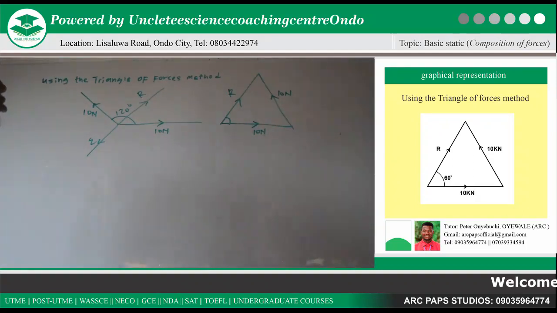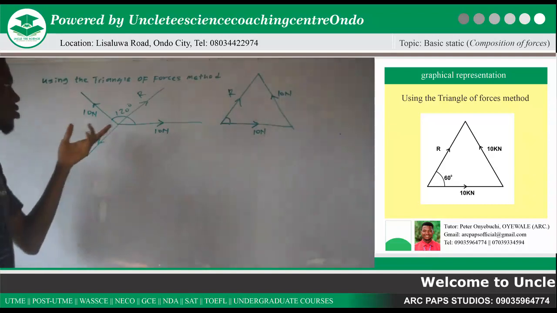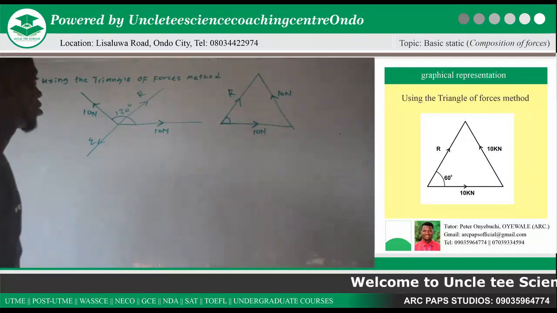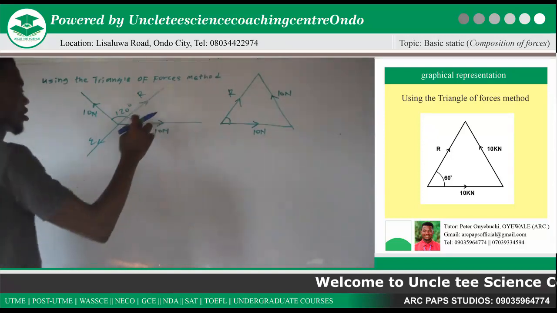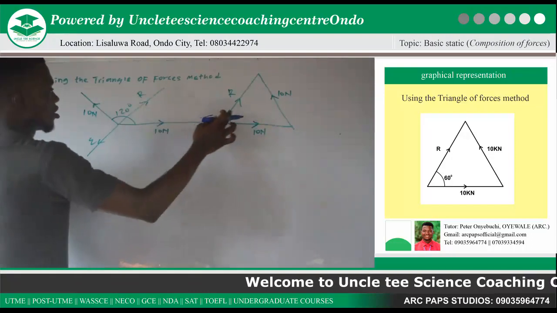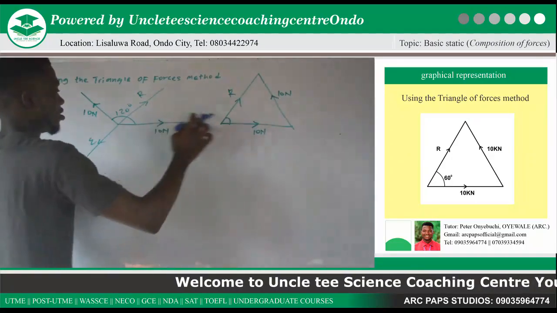Now, the first method that we're going to be using is the triangle of forces method. This is the force diagram we're given. You know that this is our resultant and these are our equilibrium. This is the resultant line, this is the 10 Newton line, and this is the other 10 Newton line.